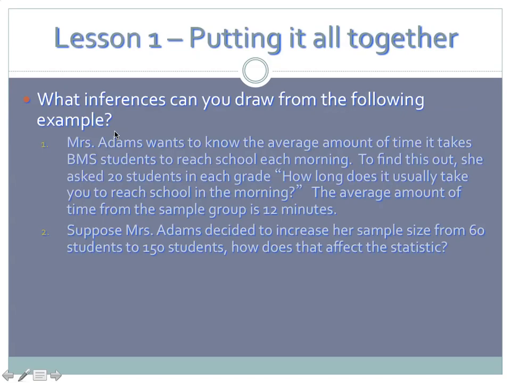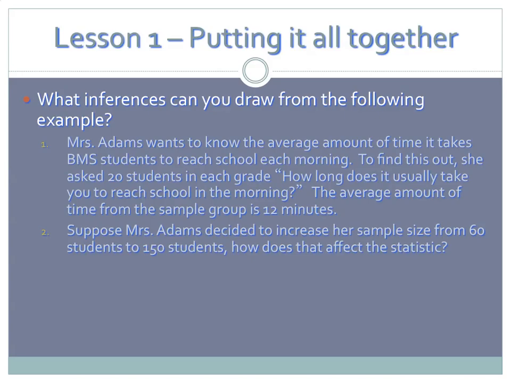Okay, we have two other examples that we're just going to quickly run through. All right, number one is, what inferences can you draw from the following example? Mrs. Adam wants to know the average amount of time it takes BMF students to reach school each morning. To find this out, she asked 20 students in each grade, how long does it usually take you to reach school in the morning? The average amount of time from the sample group is 12 minutes.